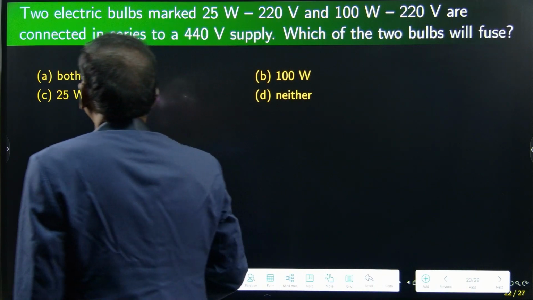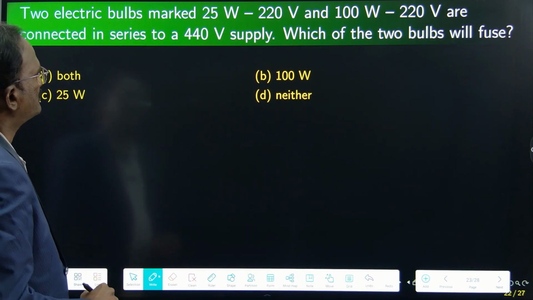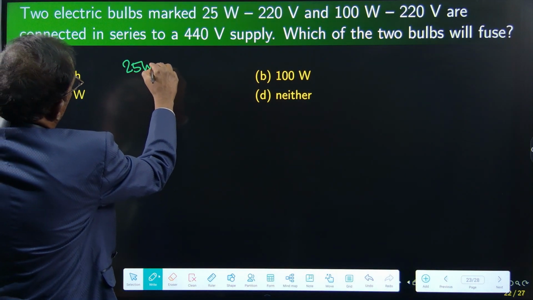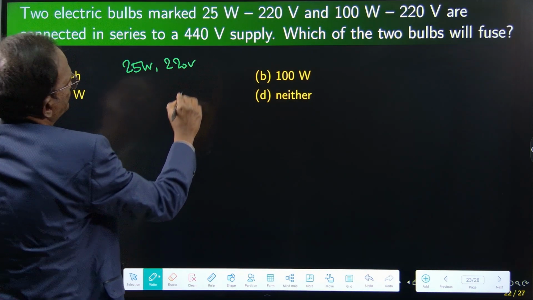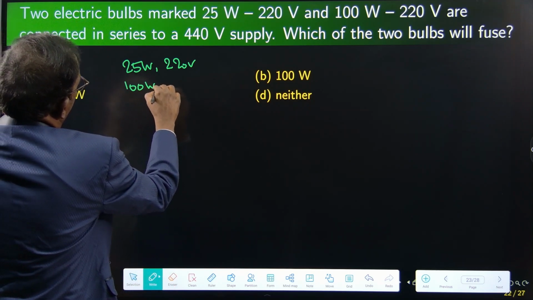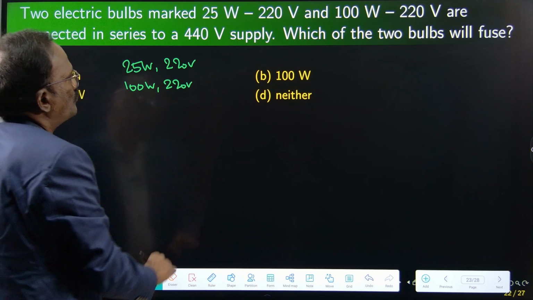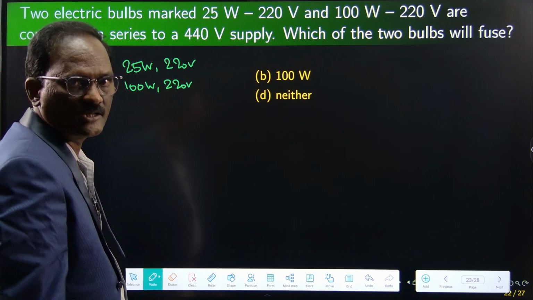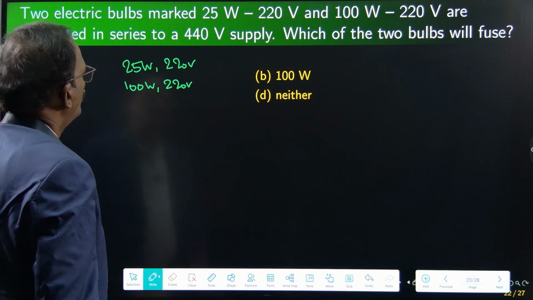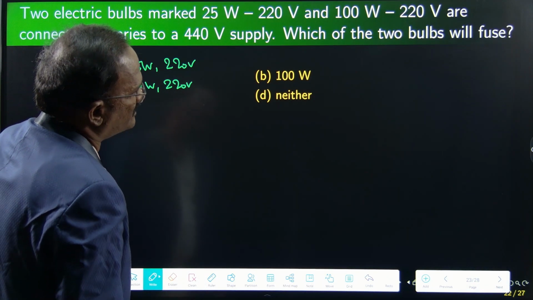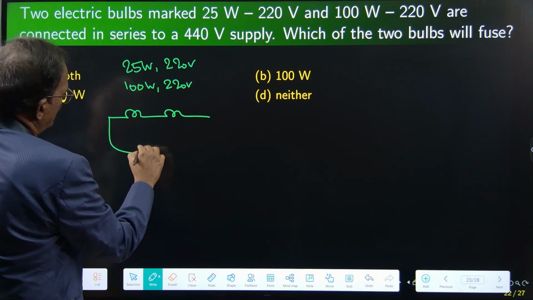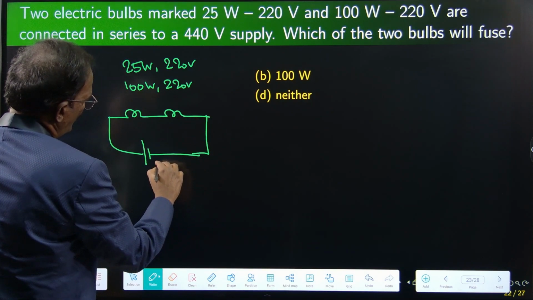Two electric bulbs marked 25 watts, 220 and 100 watts, 220 are connected in series to a 440 voltage supply, with their voltage rating and power rating given. Which of the two bulbs will fuse? Two bulbs are connected in series to a 440.